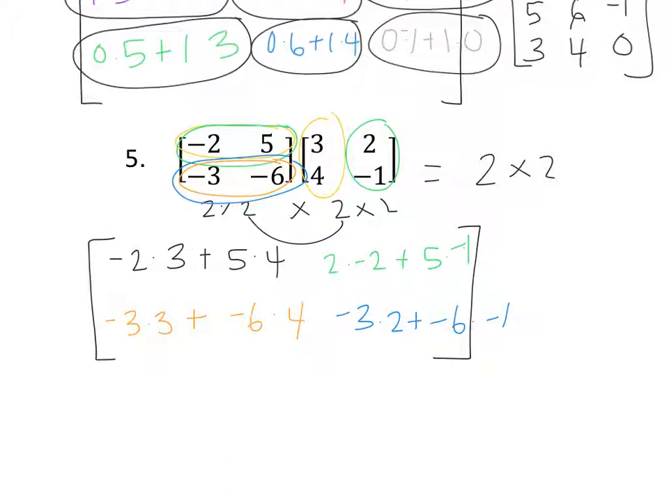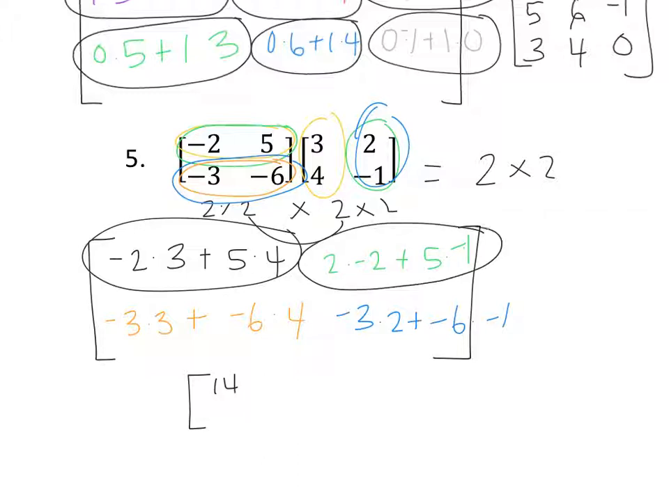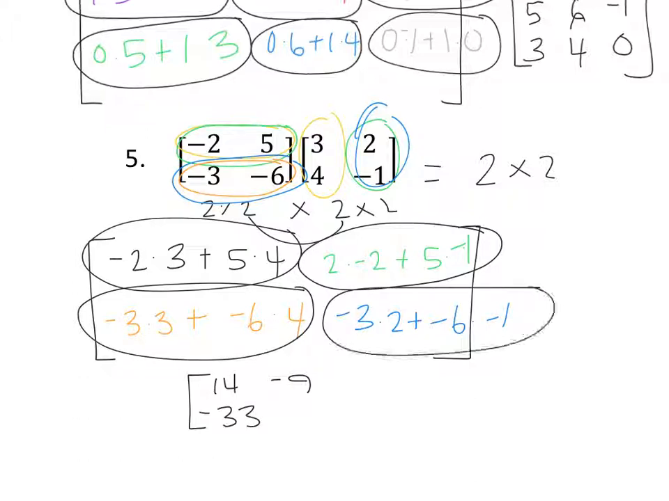So then I go through and I simplify all of that. So first number, negative 6 plus 20, 14. Second number, negative 4 plus negative 5, negative 9. Negative 9 plus negative 24 is negative 33. Negative 6 plus 6 is 0. 2 by 2 matrix.